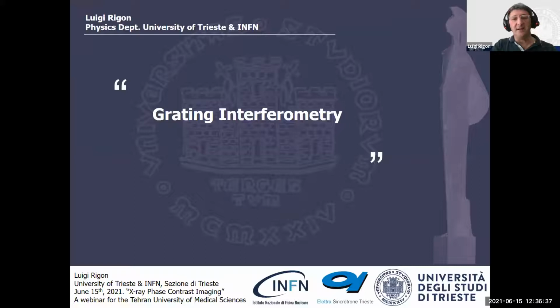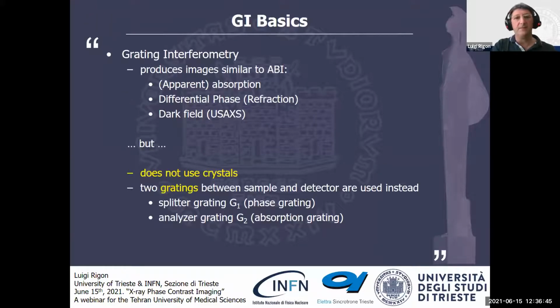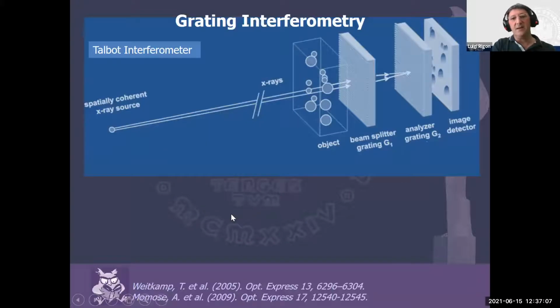There is another technique that somehow looks similar. There is grating interferometry, but it's conceptually different. Anyway, grating interferometry also produces the same images like absorption, refraction, ultra-small angle scattering, but without using crystals, and it uses two gratings instead, a splitter grating and an analyzer grating. The setup is like this. So you have the object first and the two gratings. It may look similar to edge illumination with the two masks, but it's different.